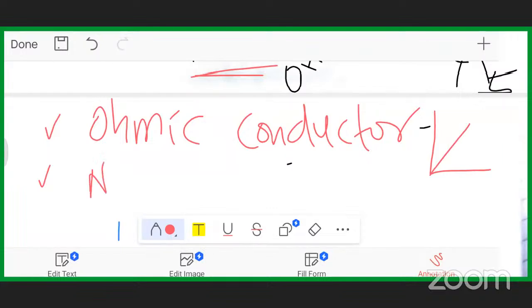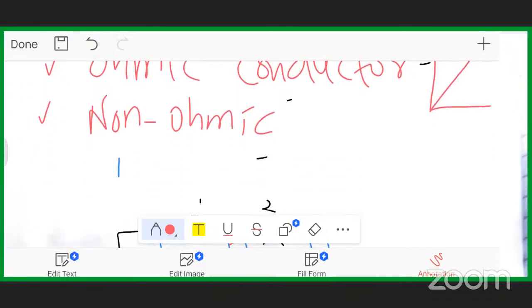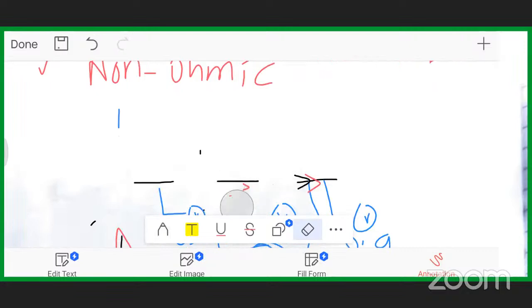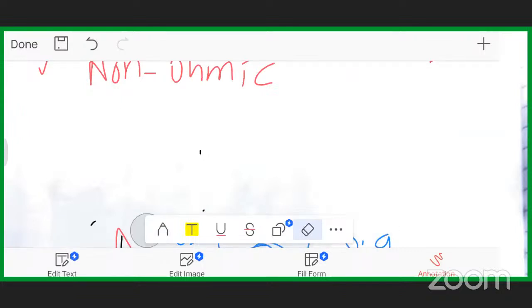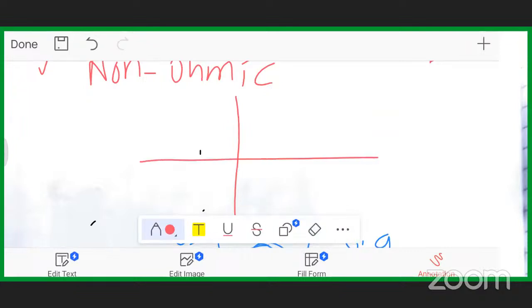Those are ohmic conductors. They just obey Ohm's law, and that's direct proportionality. While non-ohmic conductors are the ones that do not obey Ohm's law. An example of them is a semiconductor diode. A semiconductor diode is one whose resistance will always decrease with increase in temperature. So the graph normally looks like that, this I against V, maybe like that. So it doesn't obey Ohm's law.